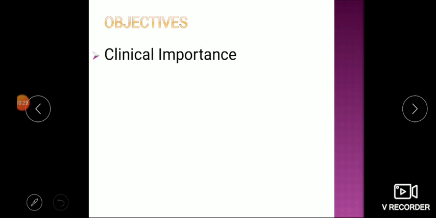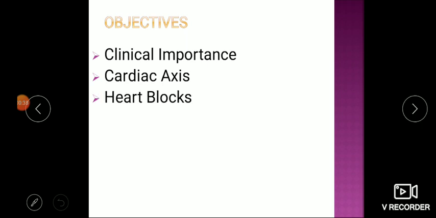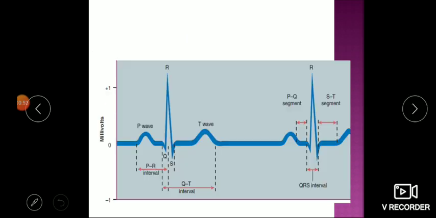clinical importance of electrocardiogram under these three heads, that is cardiac axis or cardiac vector, then different heart blocks which can be diagnosed by ECG, and a very important and most common condition which is encountered in clinical practice, that is the myocardial infarction. So an IMG or Indian medical graduate must know at least these features of ECG. So up till now we have learned the basics of ECG.